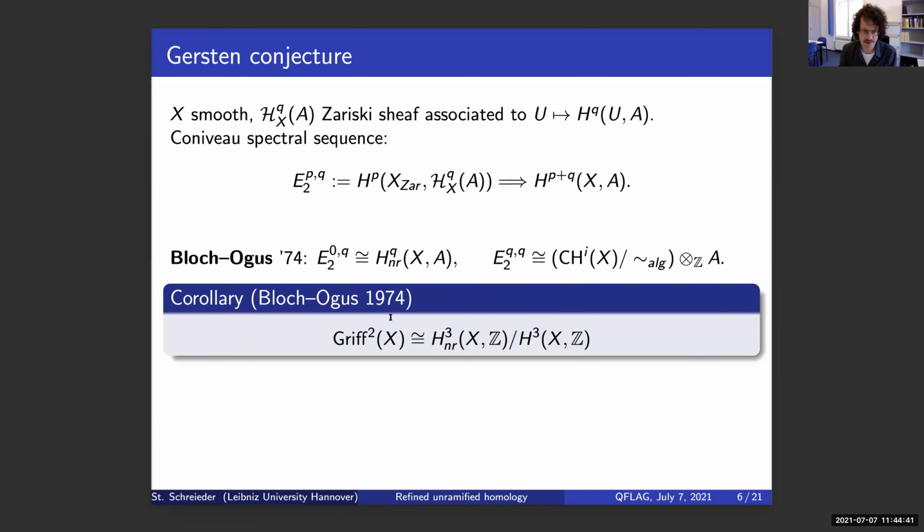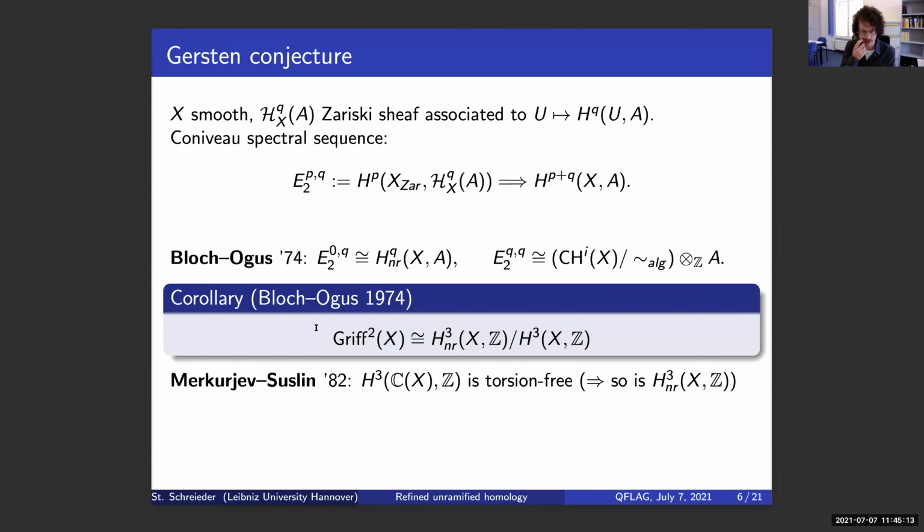So what Bloch-Ogus found was that the second Griffiths group is isomorphic to the quotient of the third unramified cohomology of X by the image of the usual cohomology. So what that result shows, I mentioned before that these Griffiths groups are not finitely generated in general. And so we see also that unramified cohomologies in general are not finitely generated, because of course this group here is finitely generated. But one can do more with this result.